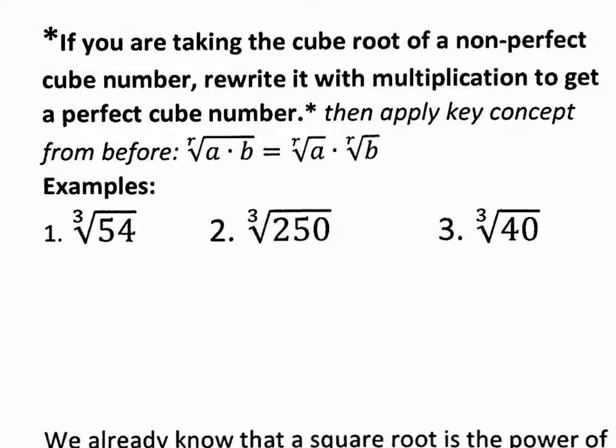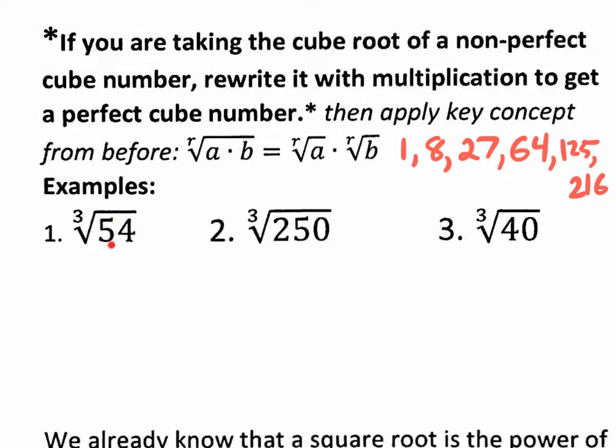Let's do that. 1 times 1 times 1 is 1. 2 times 2 times 2 is 8. 3 times 3 times 3 is 27. 4 times 4 times 4 is 64. Let's just stop right there for now. Now let's keep going. What's 5 times 5 times 5? 125. And 6 times 6 times 6? 216. All right. So 54 is not on this list.